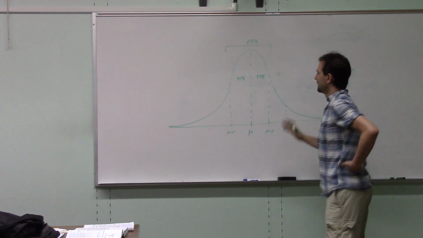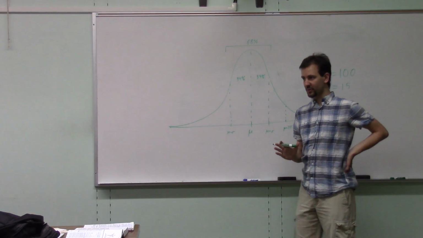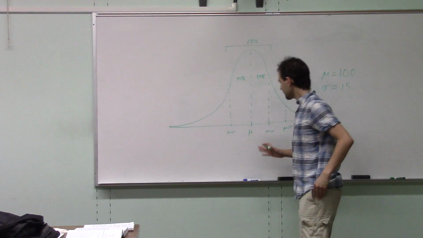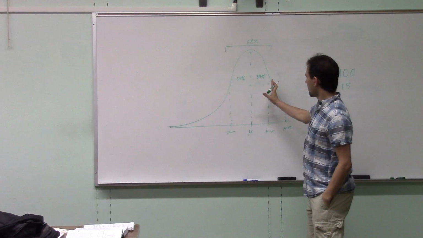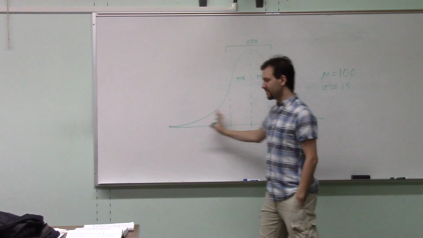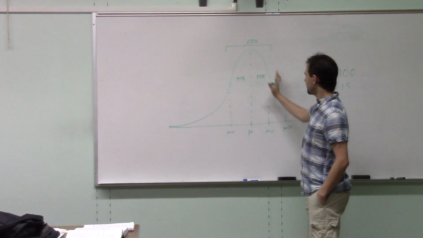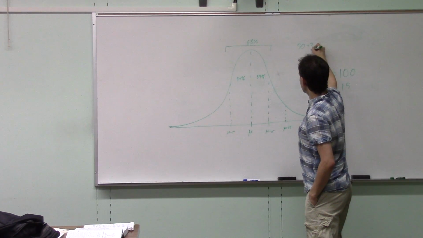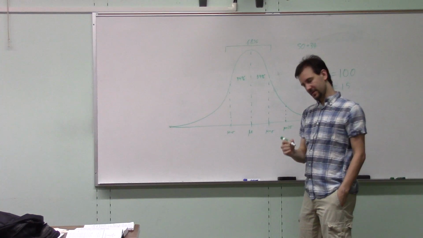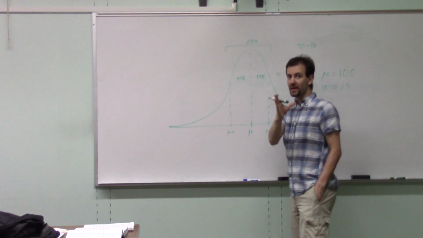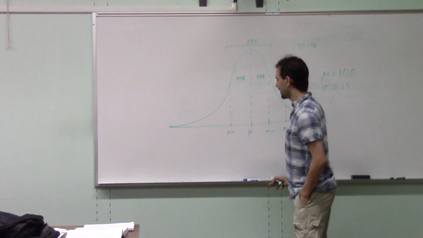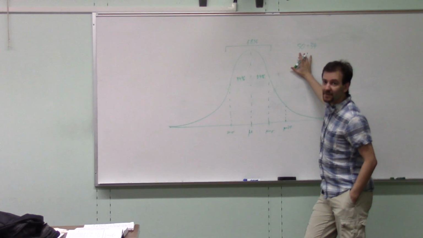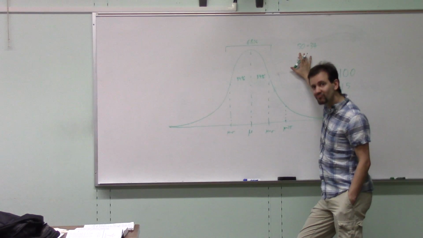So let's say somebody has an IQ score of 115. How well did you do? How many people did better than you? Well, 50% of everybody is below the mean, and then another 34% over here, so you did better than 84% of people. If you got 115 on an IQ test, then they are saying that you are smarter than 84% of the population.